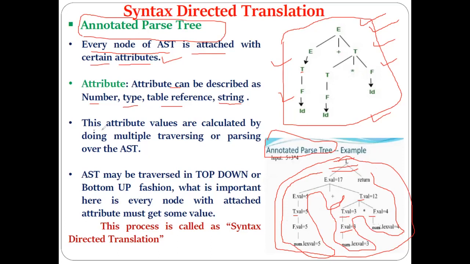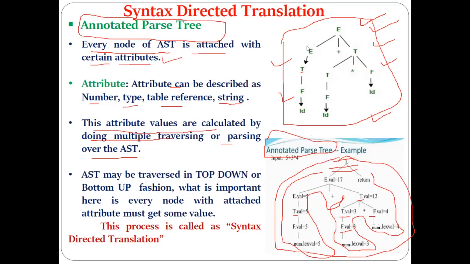So here I have mentioned these attribute values are calculated by doing multiple traversals over the abstract syntax tree. So every node of this annotated parse tree has to be traversed so that we can get the value of these different attributes. Now, this value is already mentioned. How this value comes, I will explain further. You just keep in mind what exactly is meant by the annotated parse tree.